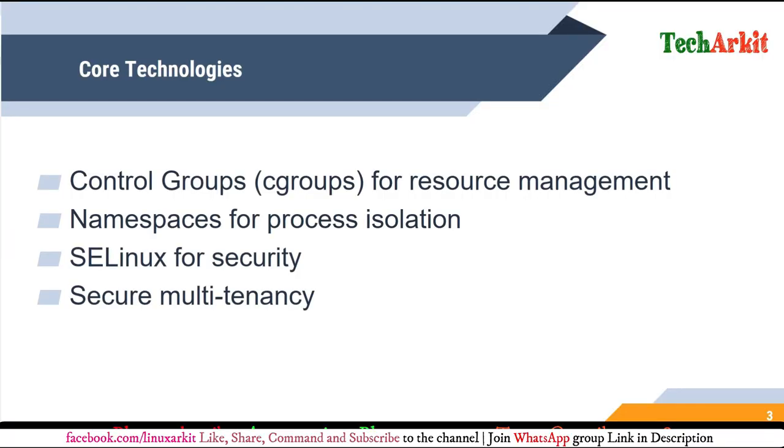So what are the core technologies inbuilt, which RHEL uses to implement Linux containers? Control groups, which we call cgroups, for resource management. Whenever you launch any container, it requires some resources, right? Those resources are managed using cgroups. Namespaces for process isolation. For example, each and every container will have its own namespace, to avoid direct interaction between multiple containers, so that's the security level. And SELinux for security. You can apply SELinux to these container policies so that they have more security in terms of access.